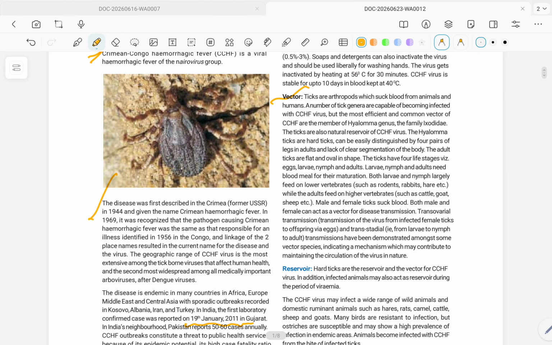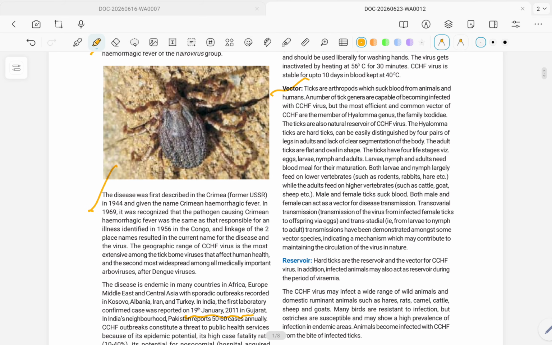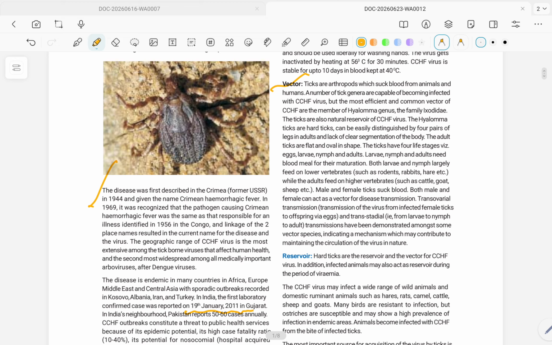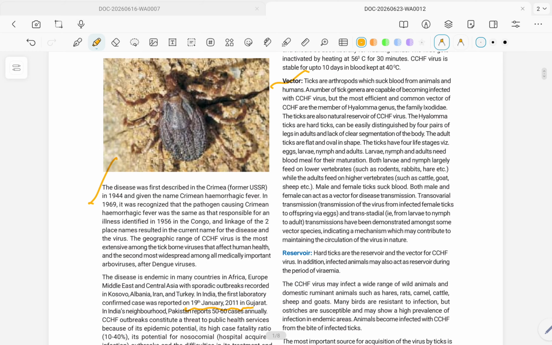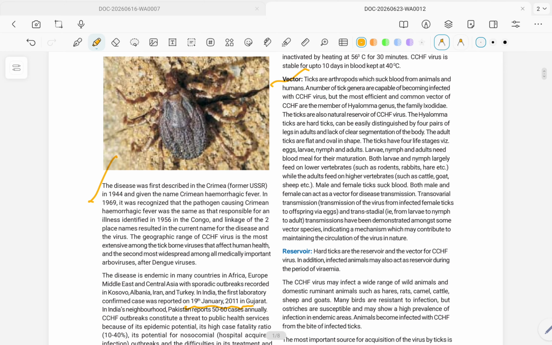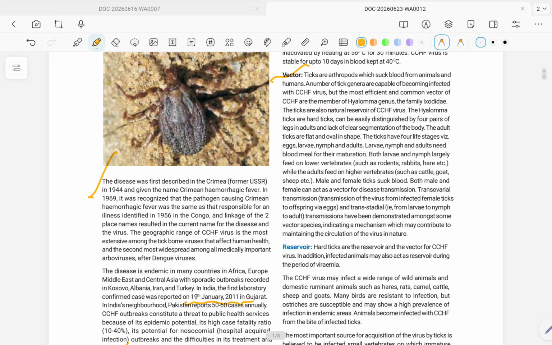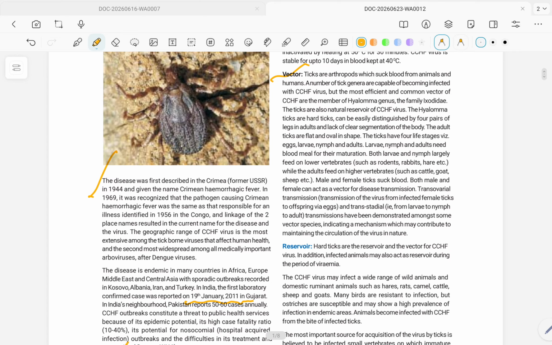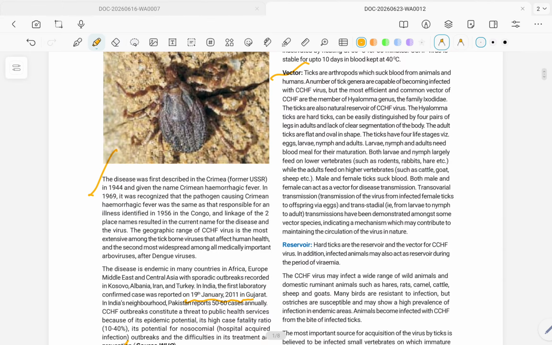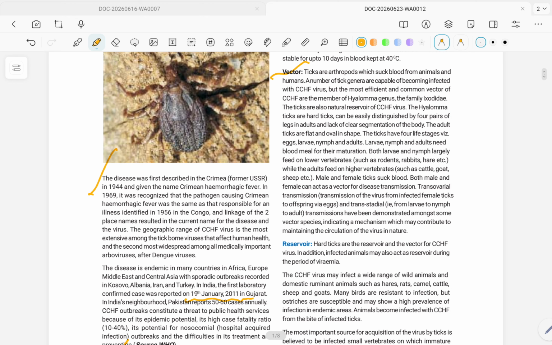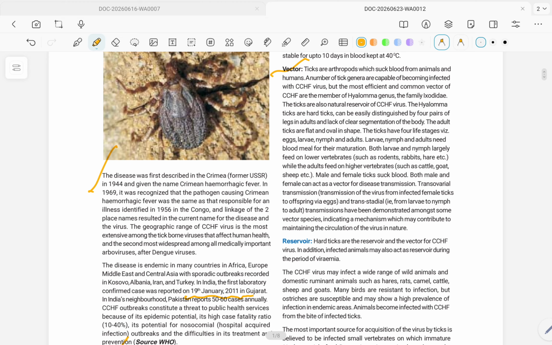Vector. Ticks are arthropods which suck blood from animals and humans. A number of tick genera are capable of becoming infected with CCHF virus, but the most efficient and common vectors of CCHF are the members of the Hyalomma genus, the family Ixodidae. The ticks are also natural reservoirs of CCHF virus.